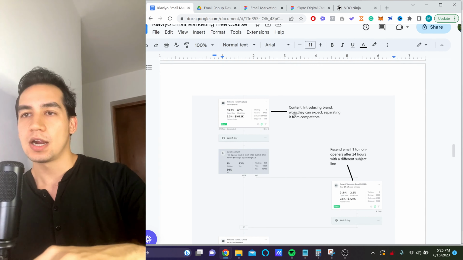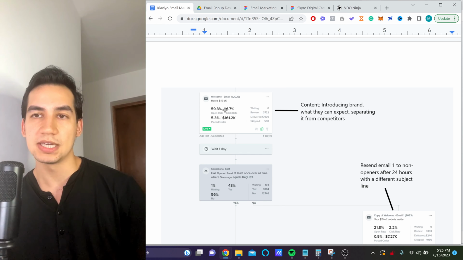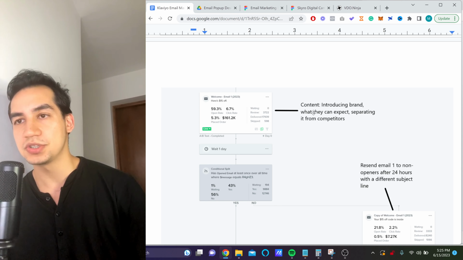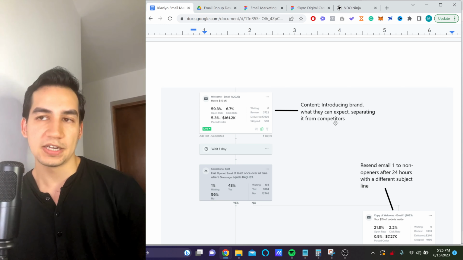So, all right, look at this. Let's zoom in here. Okay, welcome flow. So, welcome email 1, this gets sent to anybody who signs up to the list. And basically, you're just going to be introducing the brand, what they can expect, and this is going to be important, separating the brand from competitors.